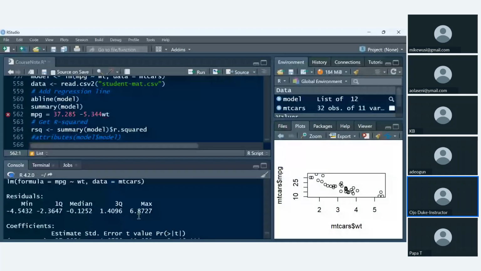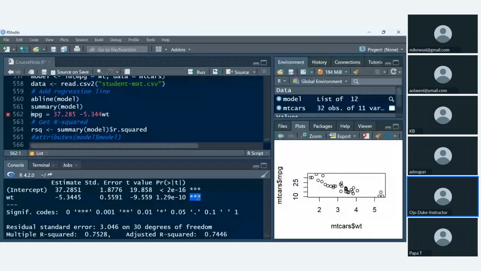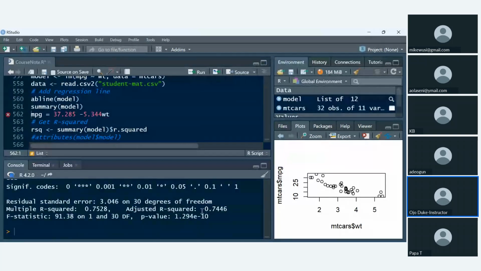This is the description of it. The more the stars, the more significant the particular variable is. In this case, the weight variable is very significant, and the intercept also is very significant. For that reason, this is a good model. This is the best this model can perform.